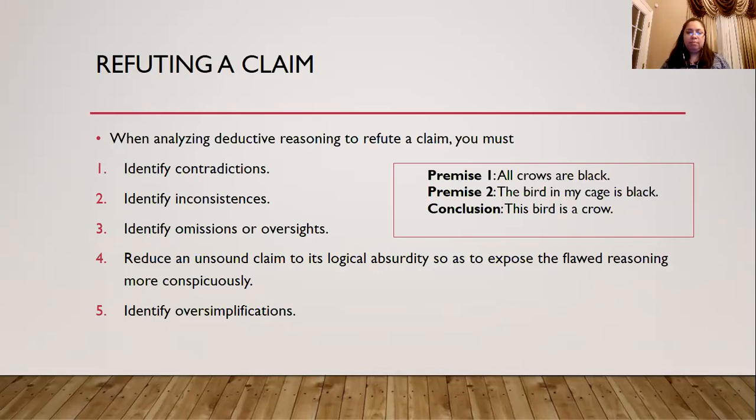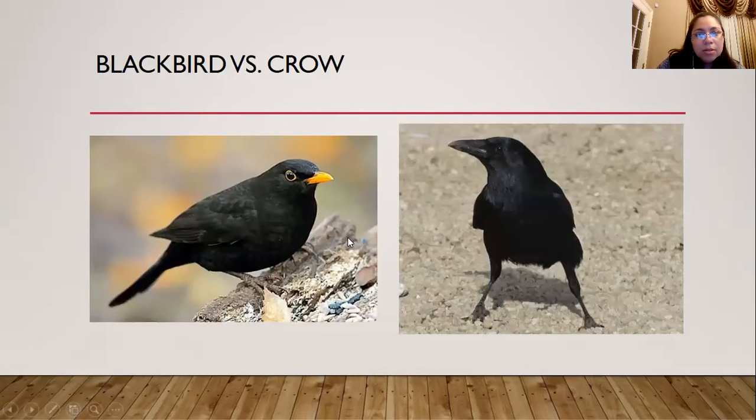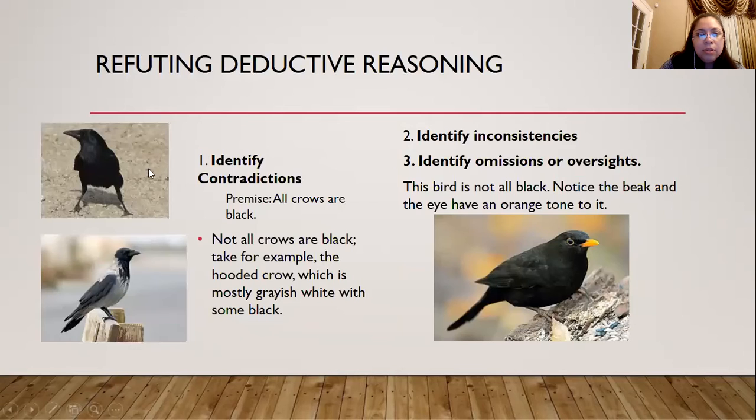This bird is a crow. Okay, so let's take a look at it closely. So here's the bird in the cage, and then this other one over here is a crow. All right, so first, let's identify the contradictions.